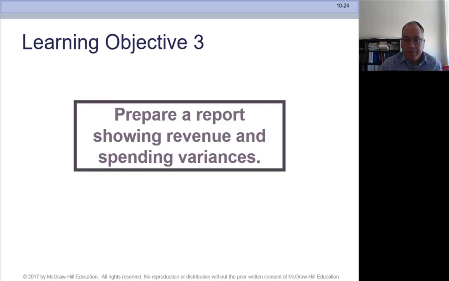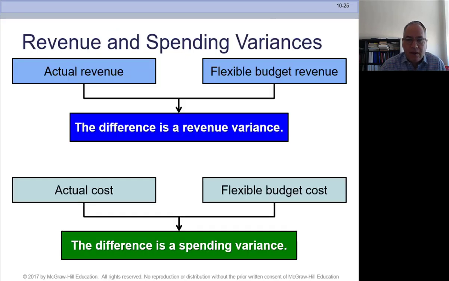Learning objective 3 is to prepare a report showing revenue and spending variances. So what the revenue and spending variance is about is the difference in revenue if you hold the number of units constant now. So you're working here with your flexible budget, not your planning budget, and you compare your flexible budget to the actual results. For revenue, you're going to have a revenue variance, and for your expenses, you're going to have what's called spending variances.